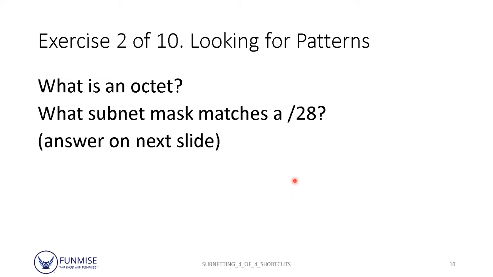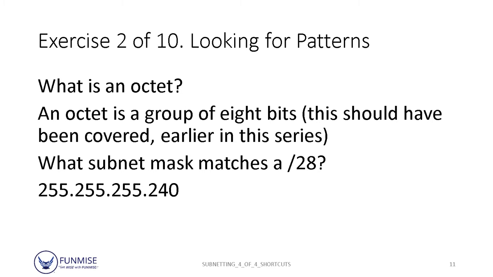Exercise 2 of 10, looking for patterns. Now, what is an octet and what subnet mask matches the /28? We covered this previously. An octet is a group of 8 bits. As stated here, it should have been covered earlier. Now, the subnet mask that matches a /28 is 255.255.255.240, which you should be familiar with from doing our decimal to binary translations, and also from our prior work with the CIDR table. As you remember, we worked with a VLSM table.